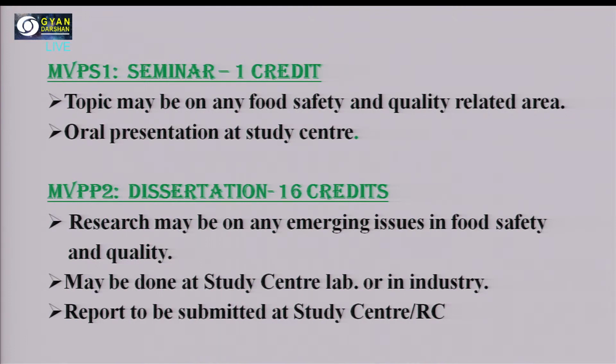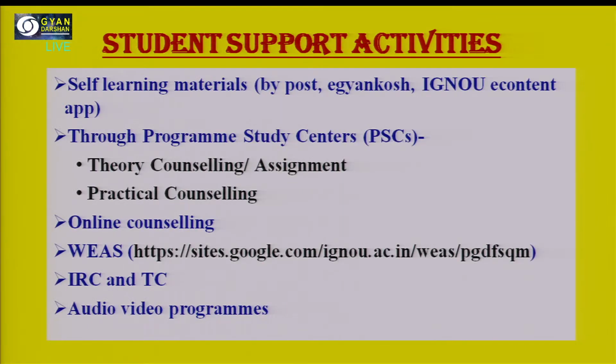Then there is a dissertation which is of 16 credits. This is very, very important. So you will have to choose one topic which is related to food safety and emerging issues in food safety and quality management. So you'll be doing your research work either in the study center, in a food processing or testing lab, or in a food industry. And you have to prepare your report and submit it to the study center or the regional center.